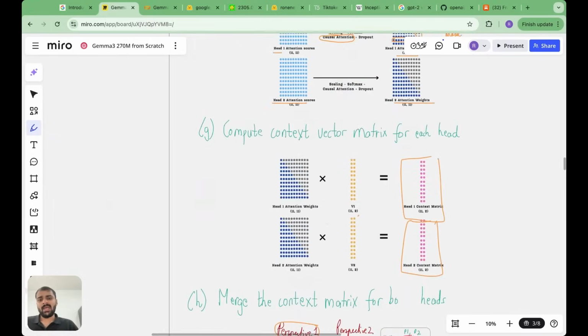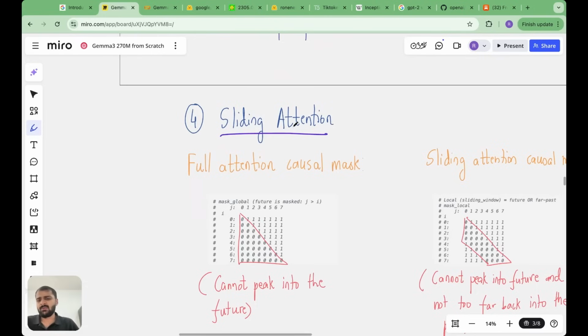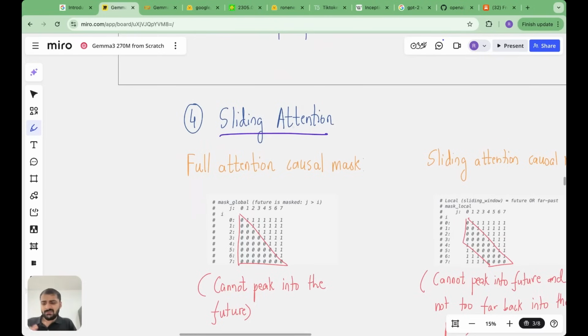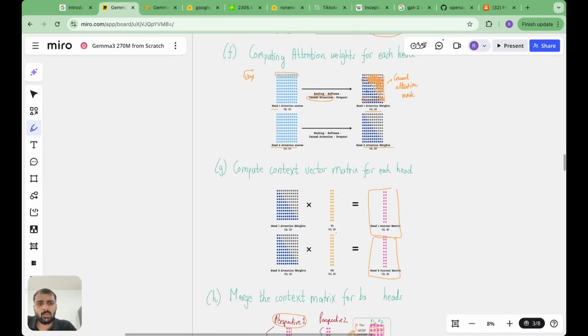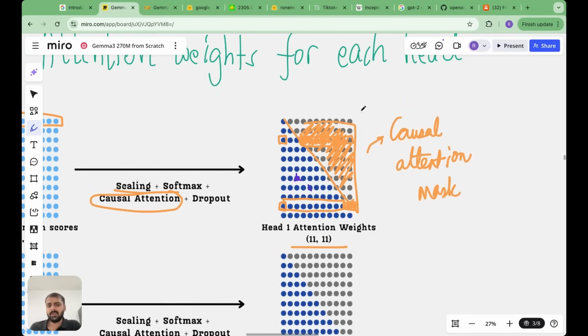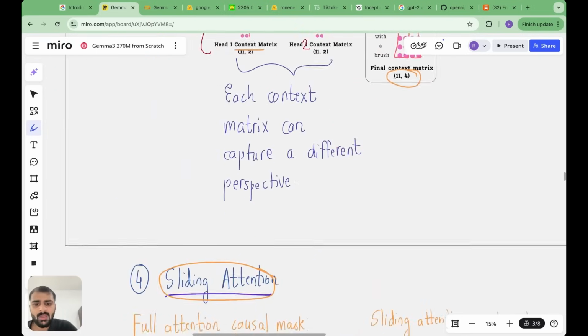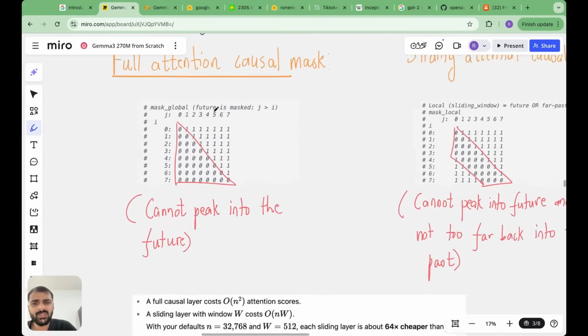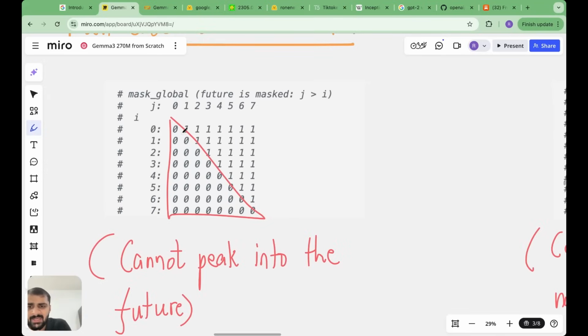That's multi-query attention. And the second major innovation which they did, which many language models have now started to implement, is called sliding attention. Sliding attention is very closely related to the causal mask which we saw over here. If you remember what we looked at in the causal attention mask, every token can only look at tokens which came before it, not after it. That's why all the elements above the diagonal are set to 0. So this is the full causal attention mask where every token can just look at what comes before it. It cannot peek into the future.